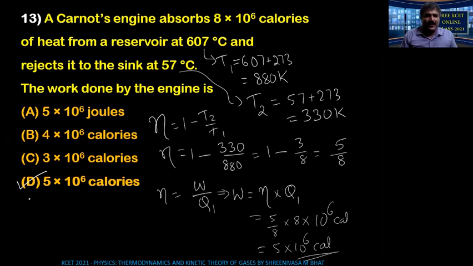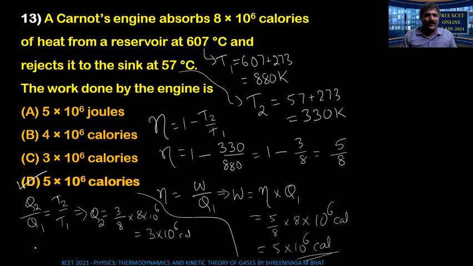Alternatively, you can do it another way. Q2 by Q1, heat rejected to the sink upon heat absorbed from the source, equals T2 by T1. This is another way you can go without finding efficiency. So we get the Q2 value. T2 by T1 we already calculated, it is 3 by 8. So 3 by 8 into Q1, which is 8 into 10 power 6, then 8 cancels. This is 3 into 10 power 6 calories. Then lastly what we need is work done. Work done by the Carnot's engine is heat supplied minus heat rejected. That is the work done.